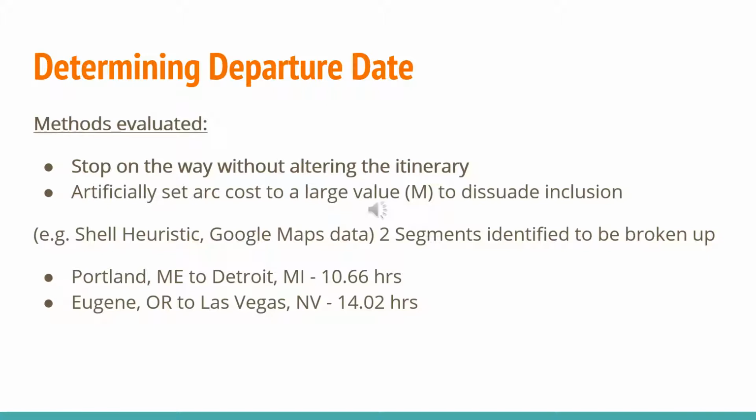So, for example, using this method, we observe the output. For instance, for the shell heuristic using Google Maps data, we identified two segments that had to be broken up: from Portland, Maine to Detroit, Michigan, that's slightly over 10 hours, and another segment from Eugene, Oregon to Las Vegas, Nevada, of about 14 hours. And we can see these being calculated for other models as well.